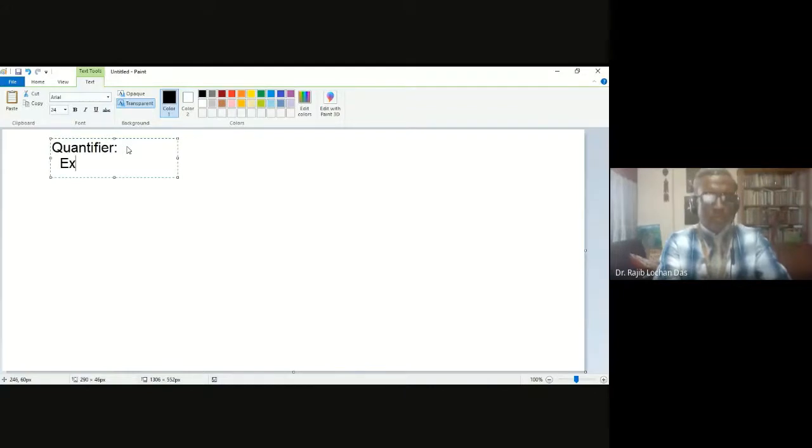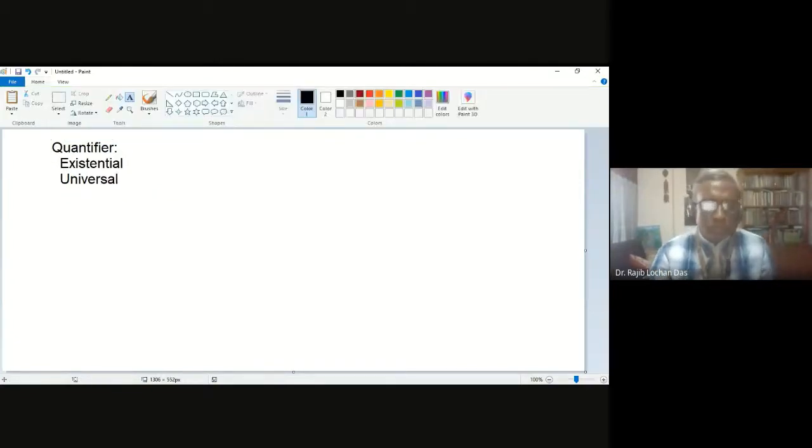We call this existential quantifier, and another one is universal quantifier. So there are two types of quantifier. Let me tell you what a quantifier is. It is about quantity when we state something.